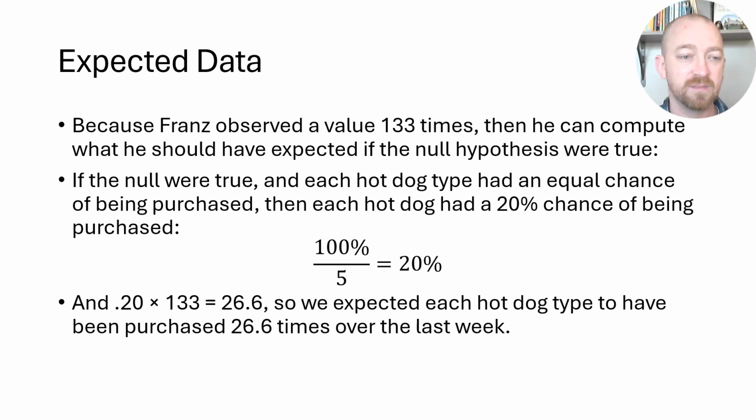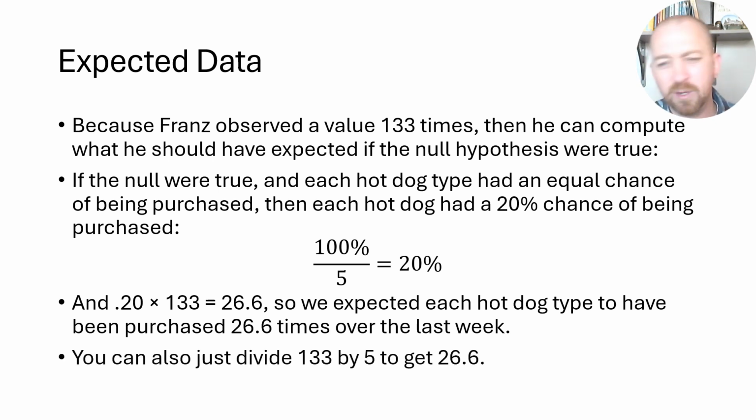So I should have expected 26.6 of any given hot dog to have been purchased. Okay. Now, if you don't like that idea, if that's a little too confusing, there's another way to do it. You could also just take 133, divide it by 5, and find out how many hot dogs should be in each category. And of course, you arrive at the same answer, which is 26.6 hot dogs.